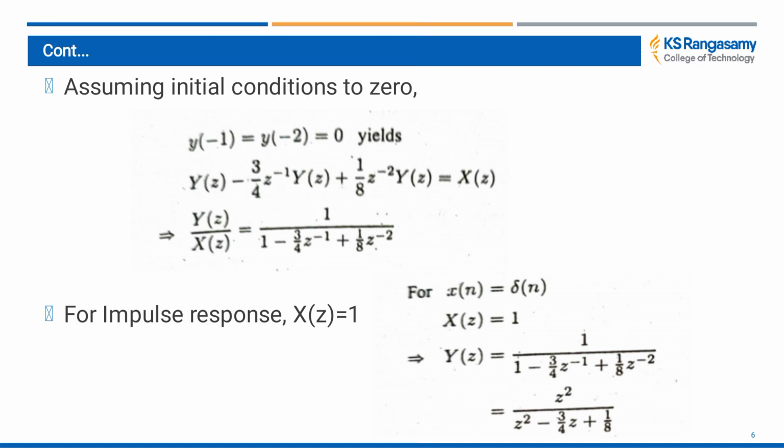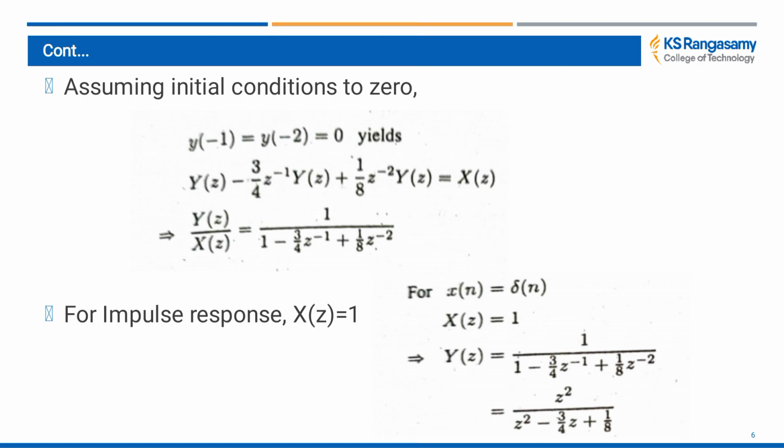So we are having the initial conditions as 0, so we are assuming y of minus 1 and y of minus 2 as 0 in both the cases. So instead of y of n minus 1, it is z power minus 1, and y of n minus 2 is z power minus 2. So on taking Y of z as a common term and bringing the X of z term as a denominator, it will give the transfer function, which is equal to 1 divided by 1 minus 3 by 4 z inverse plus 1 by 8 z power minus 2.